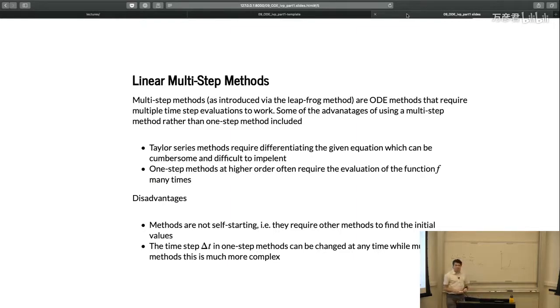For linear multi-step methods, because you use delta t to define these previous points, they're a certain distance apart, you can't change delta t. You're kind of stuck with it. So if you all of a sudden find you're getting to something where, oh no, there's a big gradient.